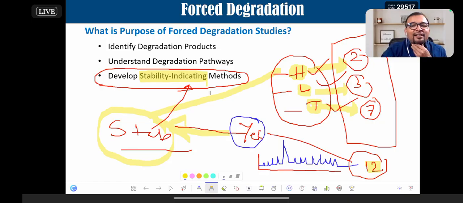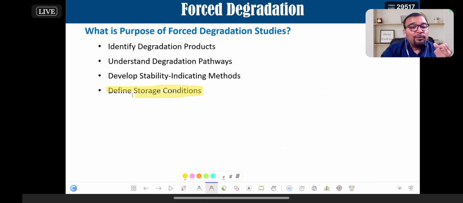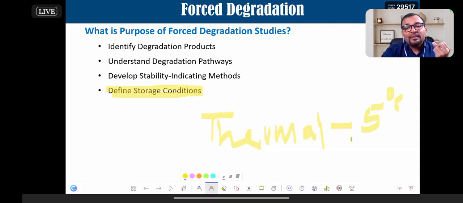See, forced degradation is well conducted before your validation of analytical procedures. So you must conduct forced degradation to understand and identify. Right. Now, define storage condition. Suppose you understand that your product is thermally labile, right? It's thermally unstable. So what condition can you propose? You can propose maybe 5 degrees Celsius, yes or no? Or maybe minus 20 degrees Celsius. So can your forced degradation study help you in defining the storage condition, yes or no? Absolutely yes. Then define packaging materials.